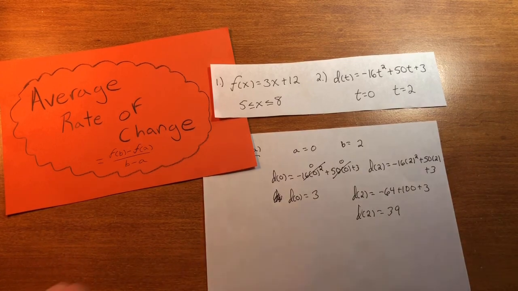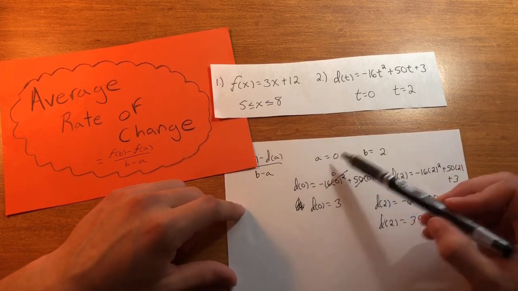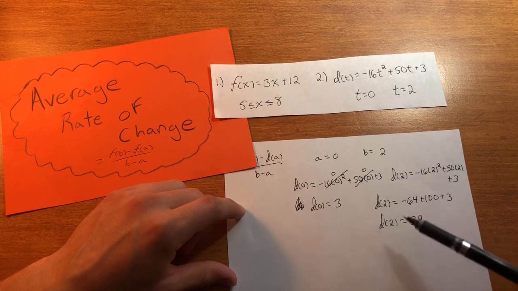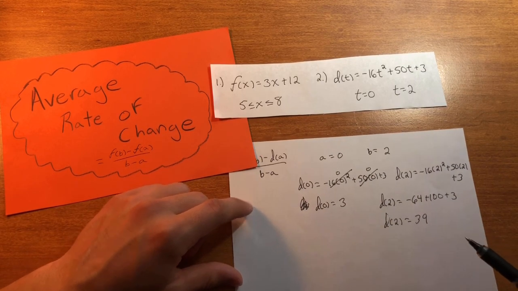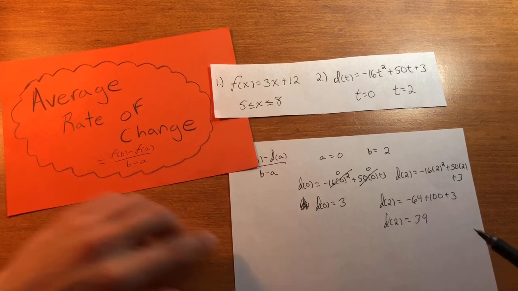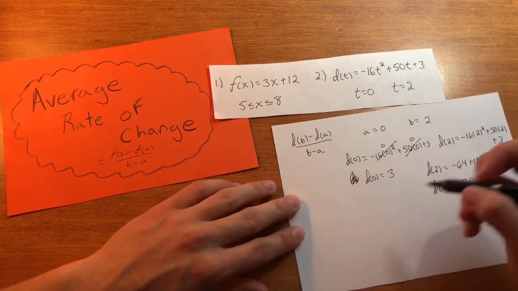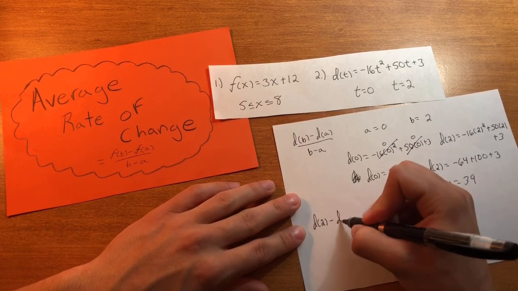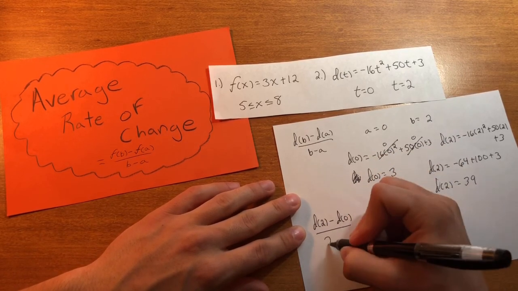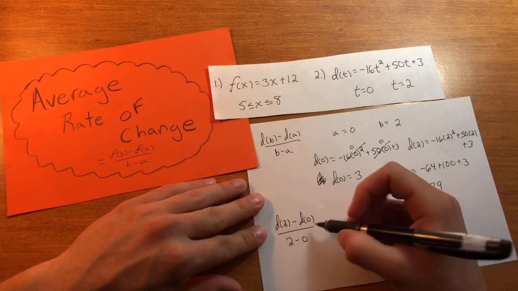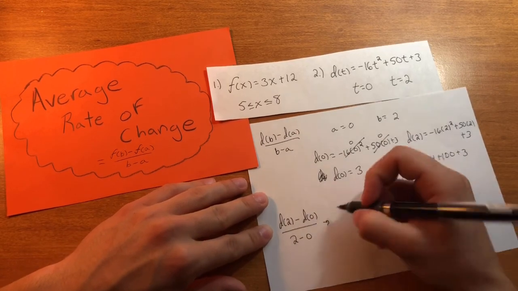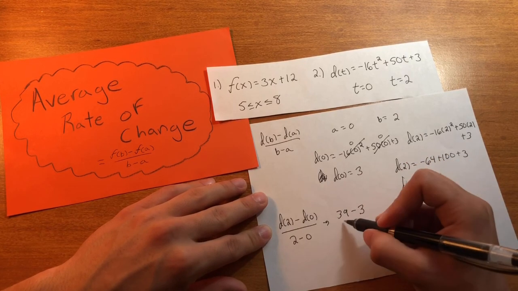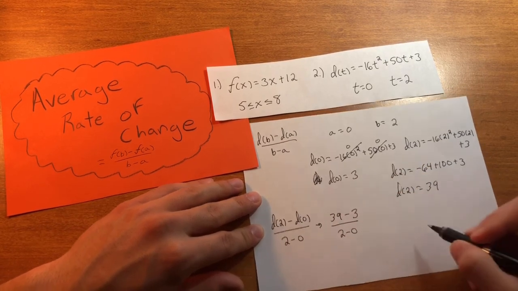Okay? So now I have a value for a, I have a value for b, I have a value for d of a, and I have a value for d of b. Okay? Now I can just plug into my formula. Okay? So it's going to be d of 2 minus d of 0 over 2 minus 0. Okay, so d of 2 is 39 minus d of 0, 3, over 2 minus 0.